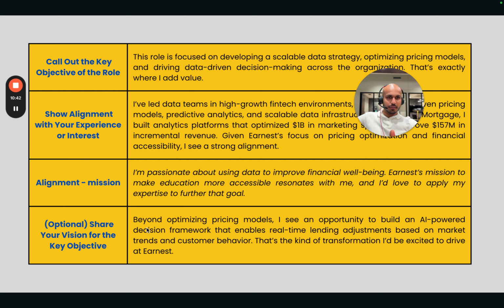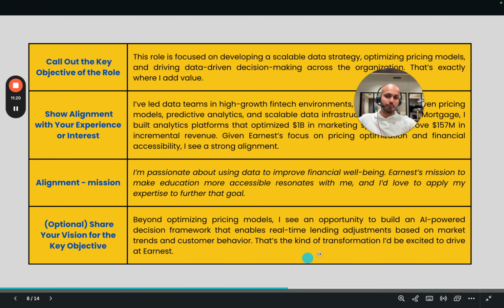There's an optional thing that you can do if you really connect with that domain, with that area, where you have been an industry expert as well. So you could say, hey, at the stage where you guys are at, beyond optimizing pricing models, I see a lot of opportunity in building an AI-powered decision framework in this particular space. You guys have a lot of lending going on, so you can enable real-time lending adjustments based on market trends and customer behavior. That is something I have done. That is the kind of transformation I'd be excited to drive, and so that's why I'm considering this company. And that way, you can further nail it down, tie it down more precisely, right?